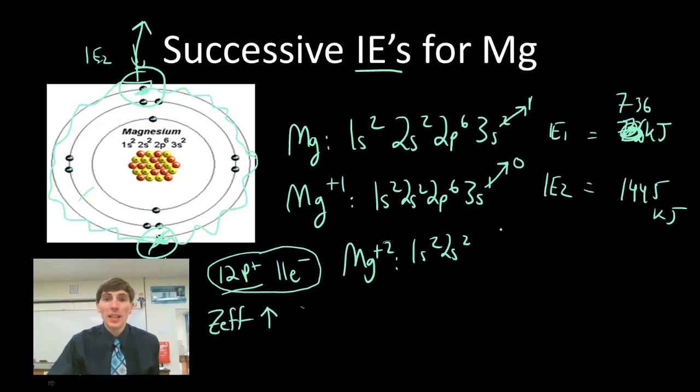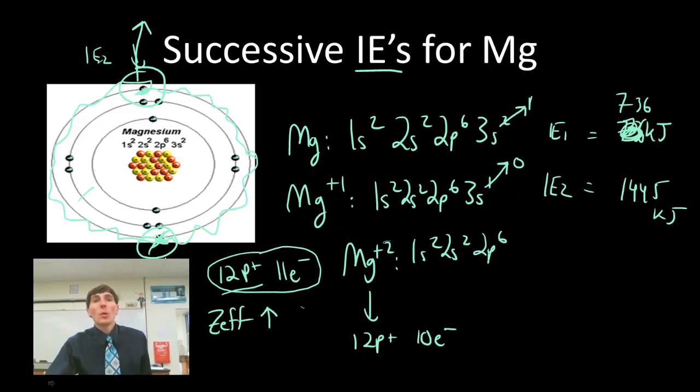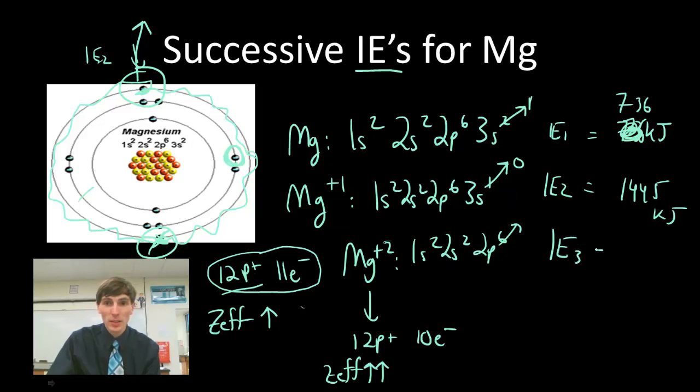So if I wanted to come in again, 2s2, 2p6, and take another electron, well, it only has 10 left. So now we're at 12 protons and 10 electrons. Well, now my effective nuclear charge has even gone up more. Okay, effective nuclear charge has gone up way more. So that's going to make it more difficult to pluck away one of these little electrons in the second energy level. But there's an even more important reason why this third ionization energy is going to be even greater.